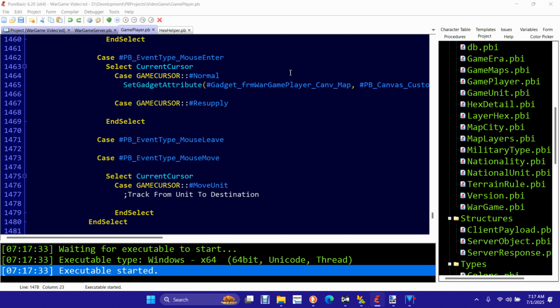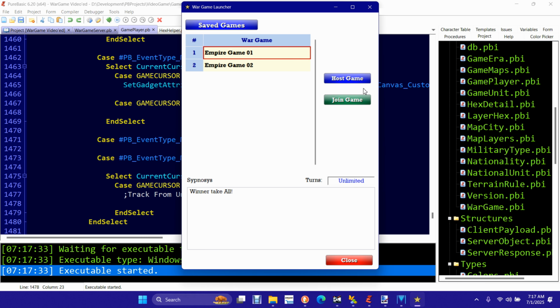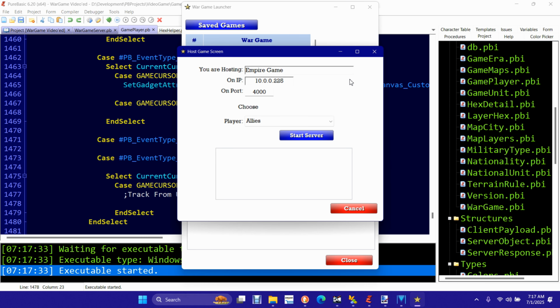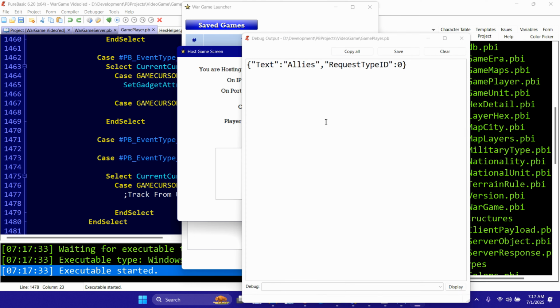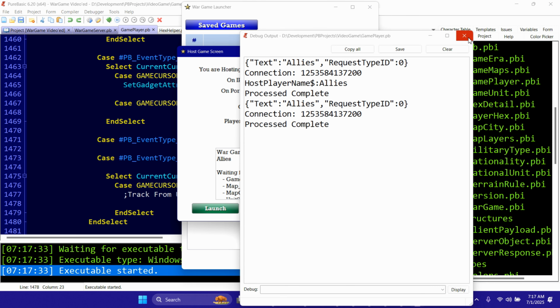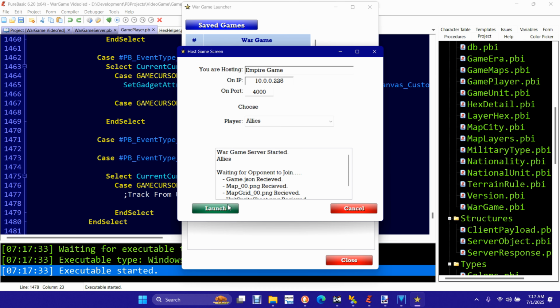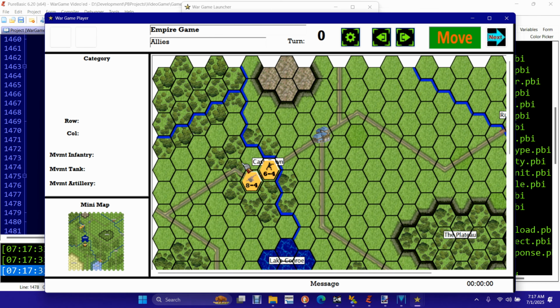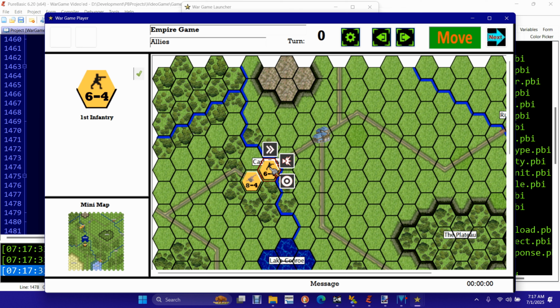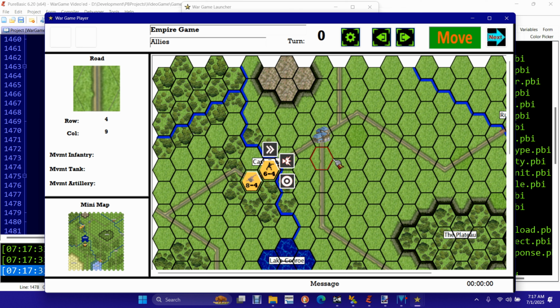Like I said, yesterday was not a huge day for visible code. It's going to be a lot of code behind the scenes. So we have our war game. Oh, yes, I got the menus in, although I've decided I don't like that.